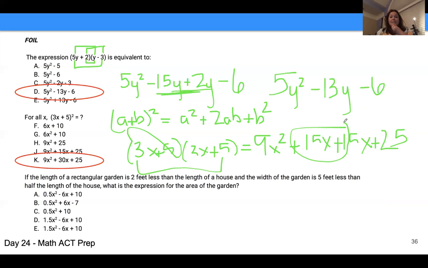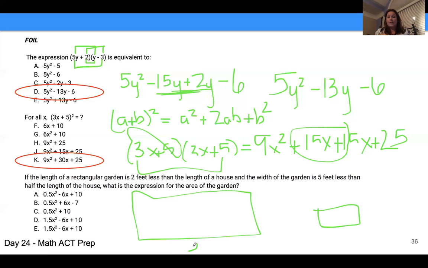This last one says the length of a rectangular garden is 2 feet less than the length of the house, and the width of the house, blah, blah, blah. I know. I've already said it, and I'm like, whoo, you've lost me. So I know I've got a rectangular garden, and I've got a house. So here, let's draw the length of the house, and then here is the garden. Okay, so in the house, we've got length and width.